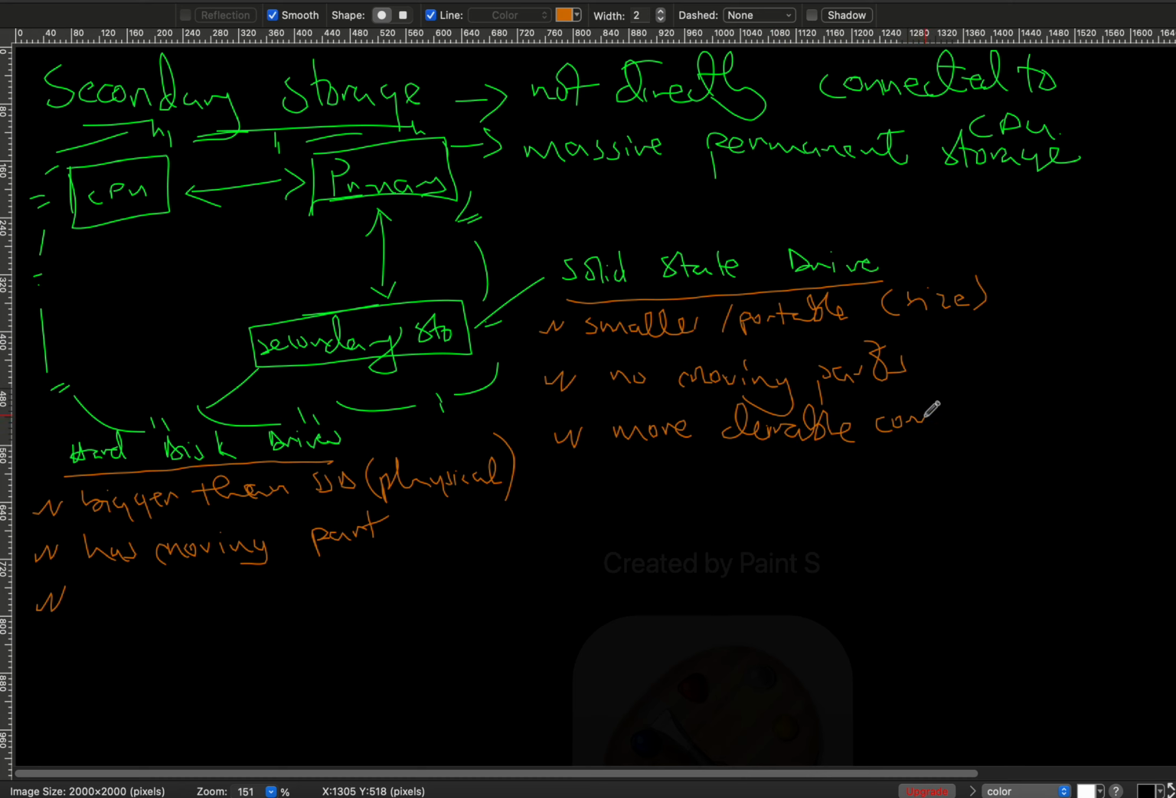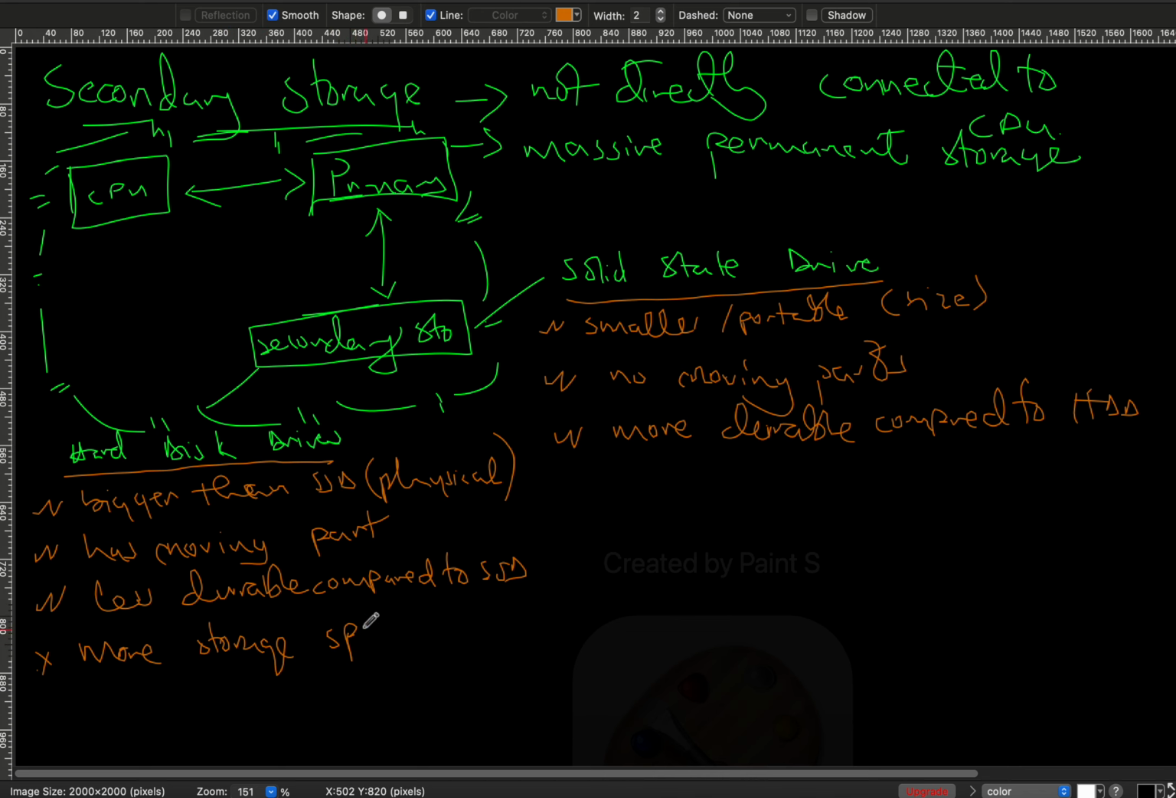Compared to SSDs, HDDs are less durable. Another point to note is that, at the time of this video recording, HDDs have more space. You get the point? They come with more storage space.